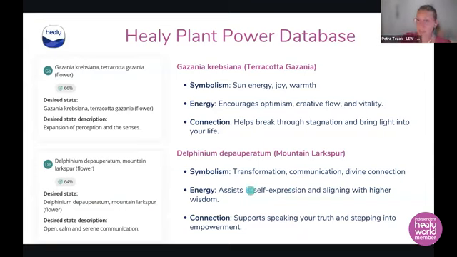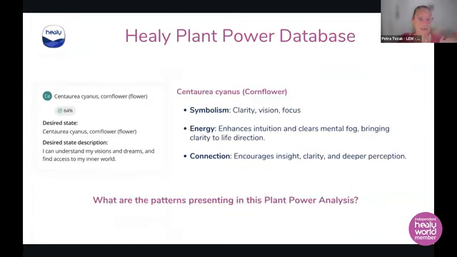And it's helping to assist in self-expression, meaning that we can be calm and centered and express what we're feeling, so we can speak our truth. So this is a really important thing, because that's exactly what the pattern was for this person. So it's really, really relevant. And the last one was, I can understand my visions and dreams and find access to my inner world. It gives us clarity, because if we are out of body, we can't have clarity. We don't have intuition. We can't access our inner world. We can't understand who we are, and we don't know what's going on in that situation. And of course, it encourages insight, clarity, and deeper perception.